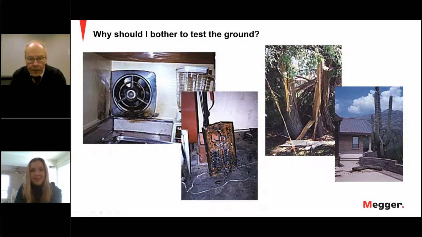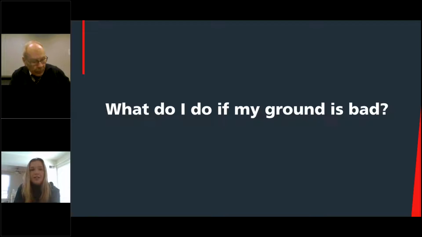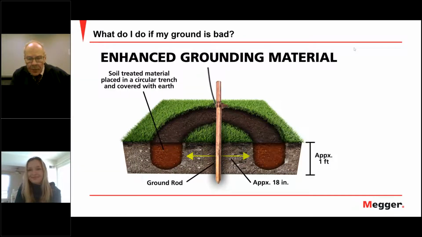All right. And what do I do if my ground is bad? There is fundamentally the most common application to a situation where you've run a ground test and you've gotten 52 ohms. Well, that's unacceptable in any situation. You got to do something about that.